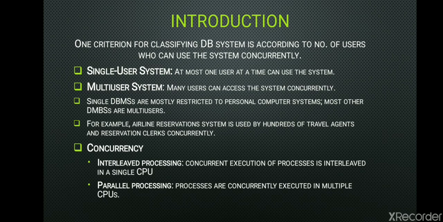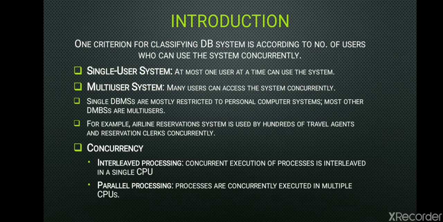Our main criterion for classifying database systems is according to the number of users who can use the system concurrently. That means how many users can do the transactions at the same time. Concurrently means they are using it simultaneously or at the same instance. It can be either way, either they are using it in the same instance or at some random time slots.